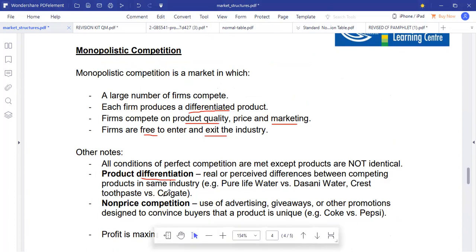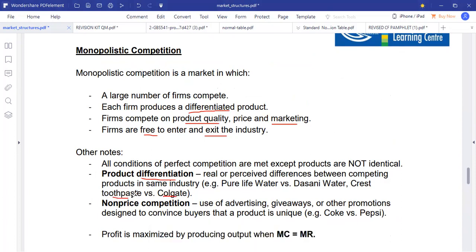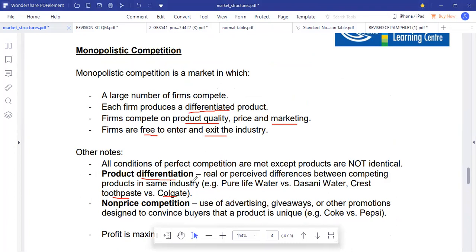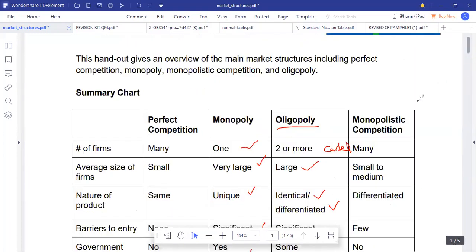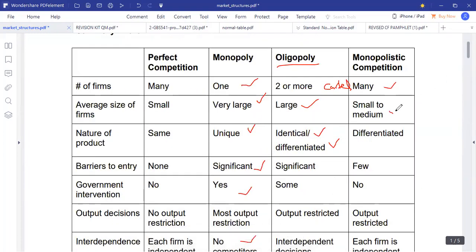For instance, we have Colgate against normal toothpaste. Up to now, people think toothpaste is Colgate because of how these people marketed their products. All right. So in a monopolistic market, there are many firms, SMEs, small to medium enterprises, goods are differentiated, a few barriers to entry. They have some power over pricing.